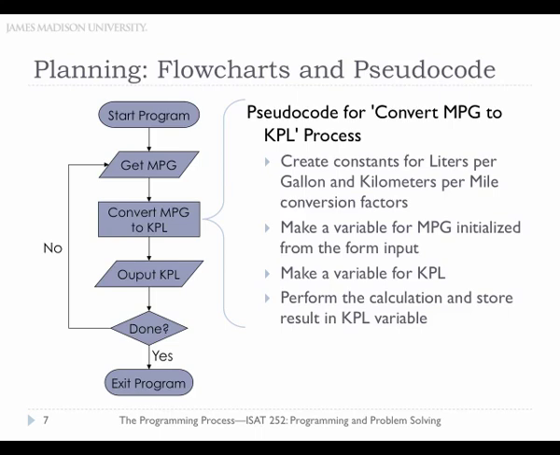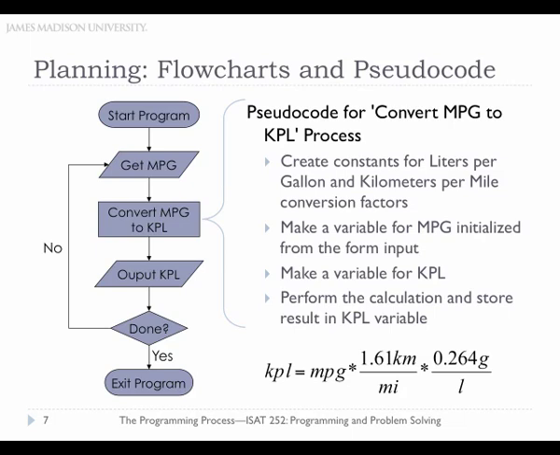Also, a good thing to have handy when we go to implement our application is the actual formula for calculating this conversion. In this case, kilometers per liter equals miles per gallon times the kilometers per mile, which is 1.61, times the gallons per liter, which is 0.264.